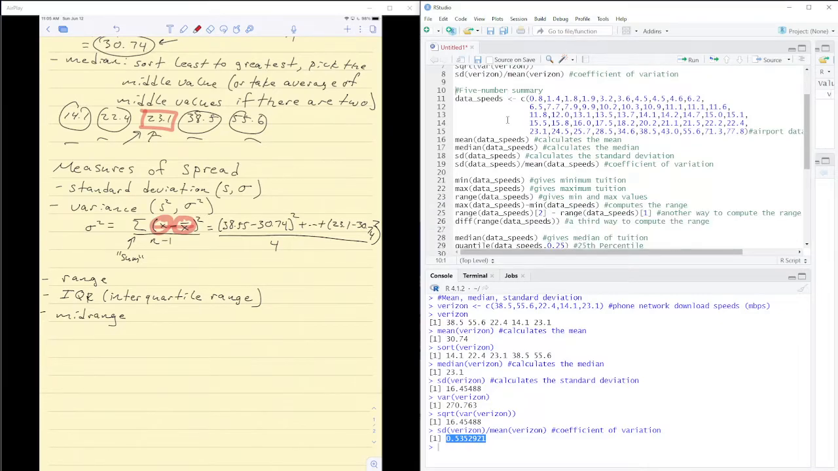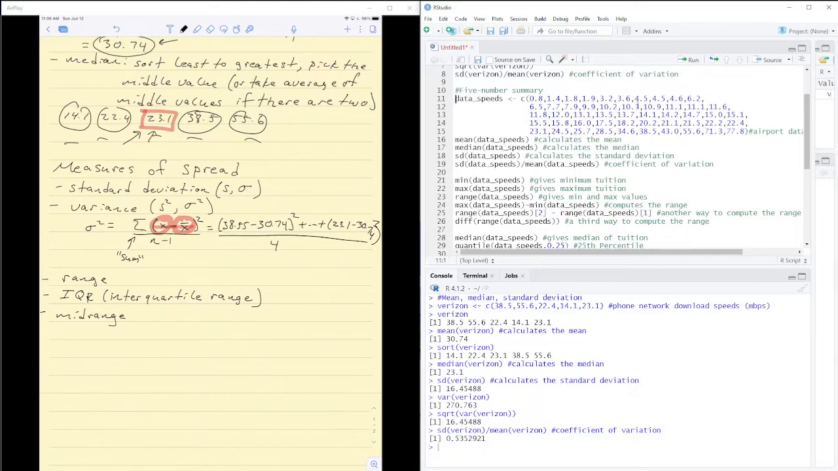Moving on, we still have a few things on this list we need to work through, being the range, the interquartile range, and the mid-range. So I have another data set here.